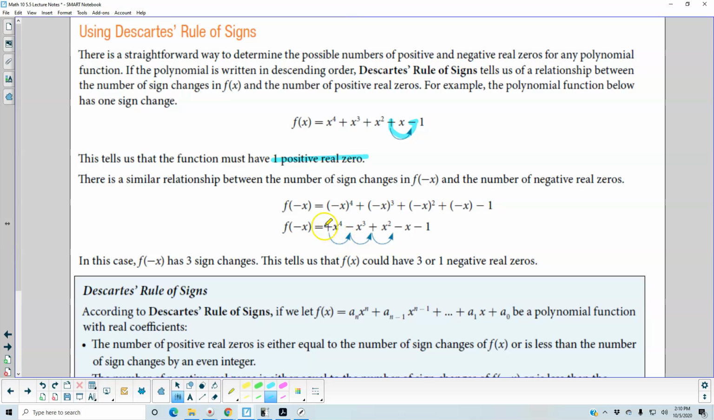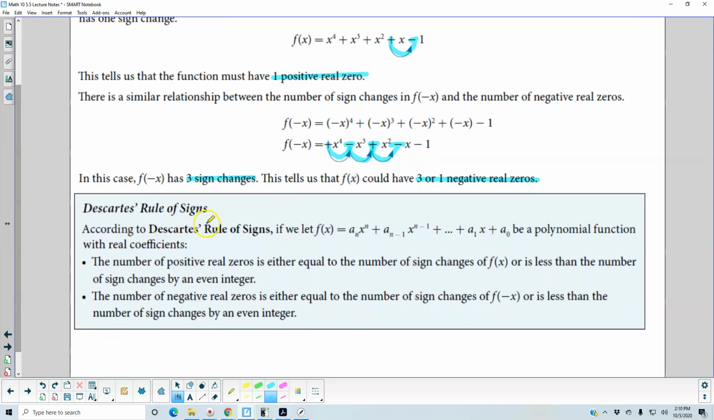Well, let's take a look at how many sign changes we have when the input is negative x. Here is one sign change because that goes positive to negative. Then we have another sign change which goes from negative to positive. And then we have another sign change which goes from positive to negative. So in this case, we can see that we have three sign changes. So this tells us that f of x could have 3 or 1 negative real zeros.